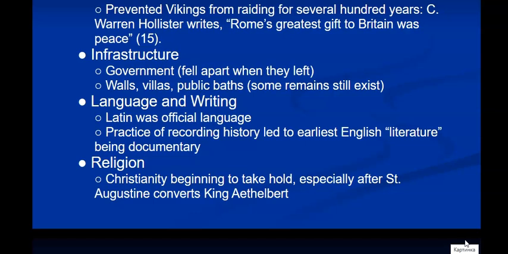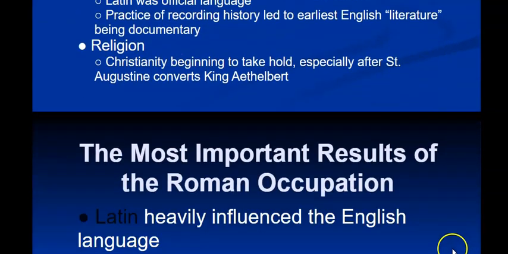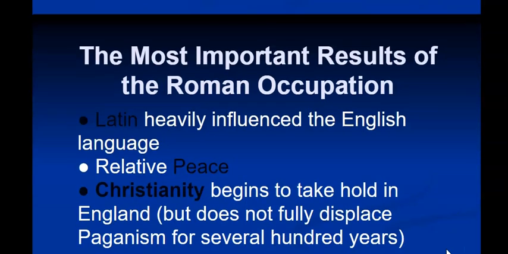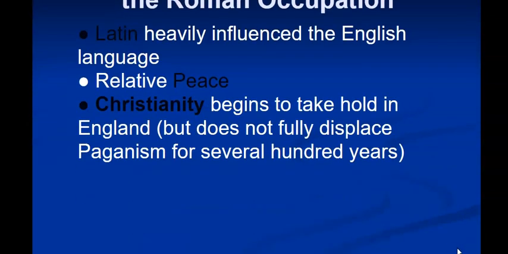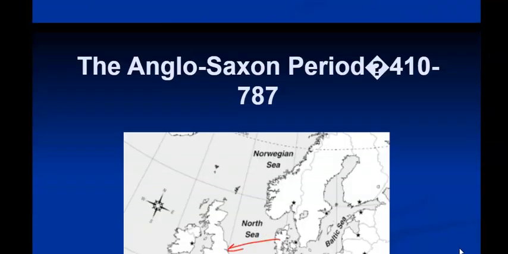About religion, Christianity began to take hold, especially after St. Augustine converted King Ethelbert. The most important result of the Roman occupation is that Latin heavily influenced the English language. There was relative peace, and Christianity begins to take hold in England, but doesn't fully displace paganism for several hundred years.